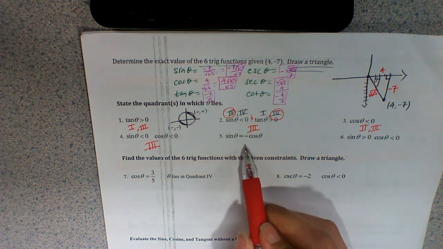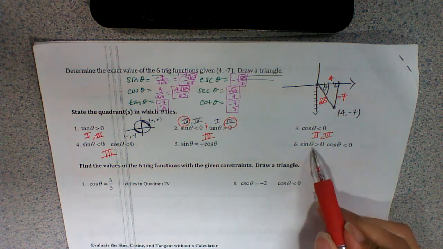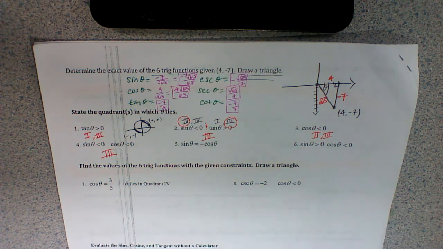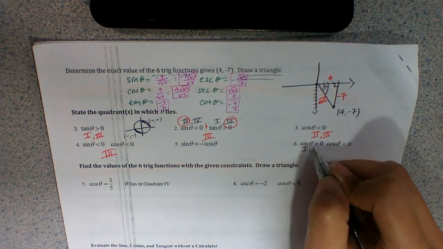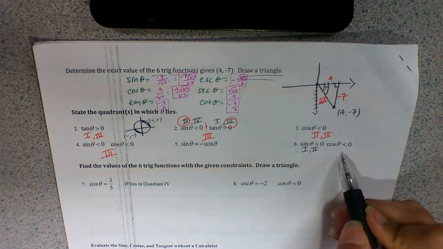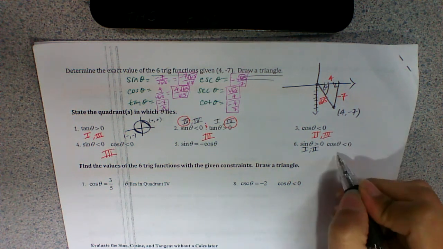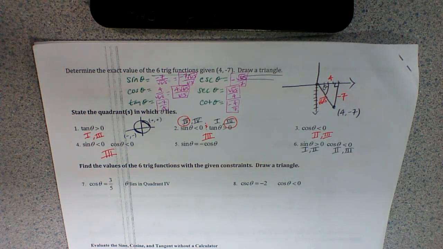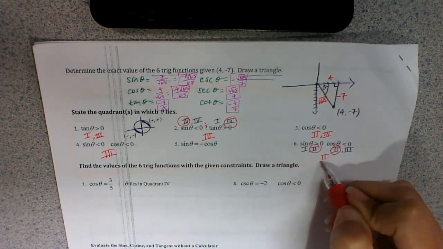I'm going to come back to number 5, but number 6, it says, where is sine positive and cos negative? So sine I know is positive everywhere above the x-axis. So in quadrants 1 and quadrant 2. And I know cos is negative on the entire left side. So quadrants 2 and 3. Now where do they overlap? In quadrant 2. So your answer would be quadrant 2.